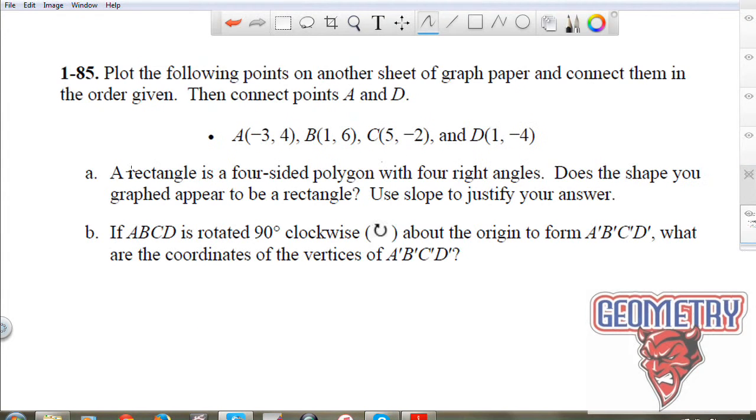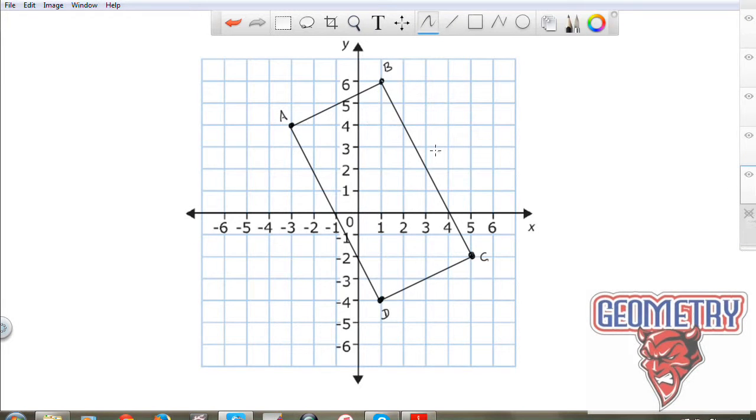So let's go back to the question. A rectangle is a four-sided polygon with 4 right angles. Does the shape you graphed appear to be a rectangle? Use slope to justify your answer. So yes, it appears to be a rectangle, but we've got to find out if it actually is. To do that, we've got to prove that these are right angles. In order to prove that, we need to show that the slopes of these lines are negative reciprocals of each other. Remember, parallel lines have equal slopes, and perpendicular lines have slopes that are negative reciprocals of one another.